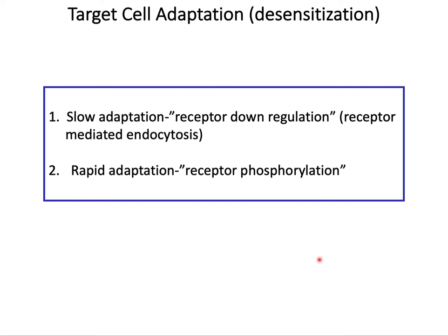One of these happens very slowly. It is called the adaptation, or slow adaptation. We've actually seen this already, but we call this receptor downregulation or receptor-mediated endocytosis. And I will show you in a slide in a minute that illustrates the slow adaptation or receptor downregulation. And hopefully you will recognize that from a previous lecture. And then there is a rapid adaptation, which can come from the receptor phosphorylation, and we will take a look at a couple of these examples.